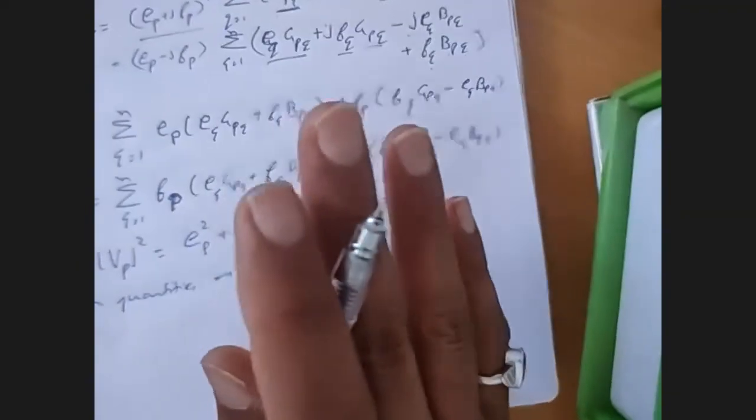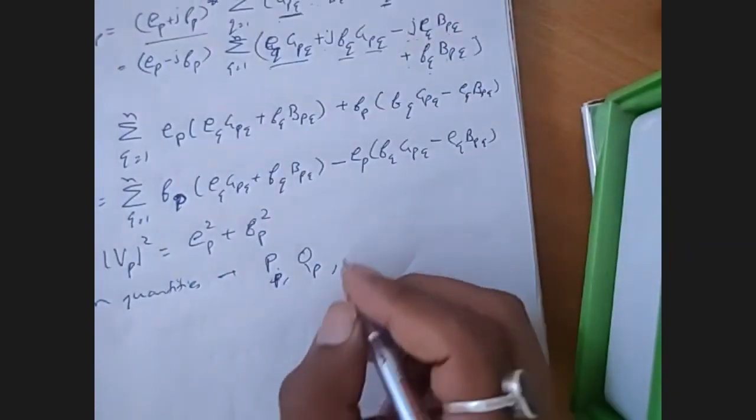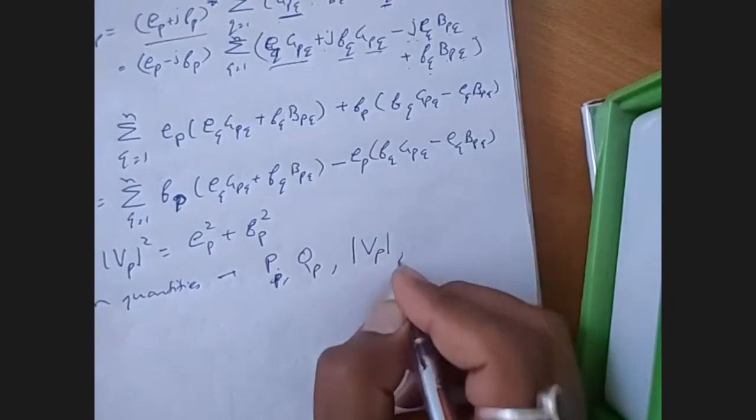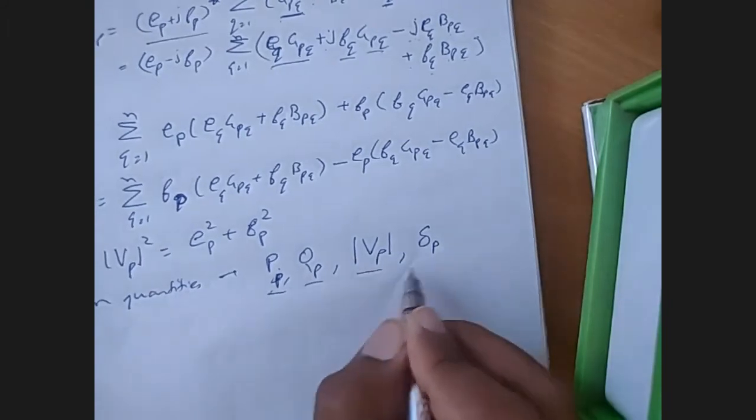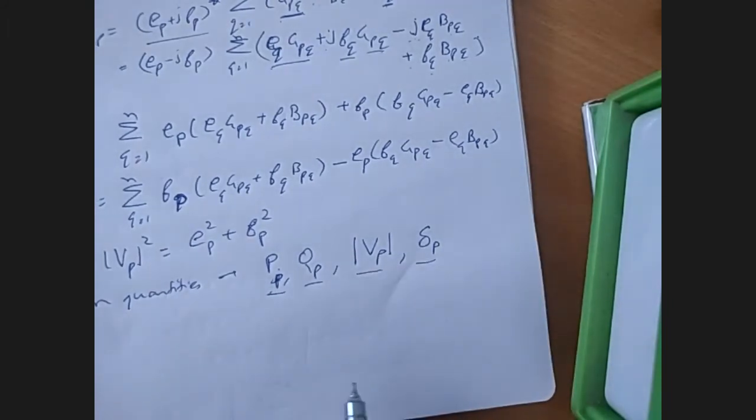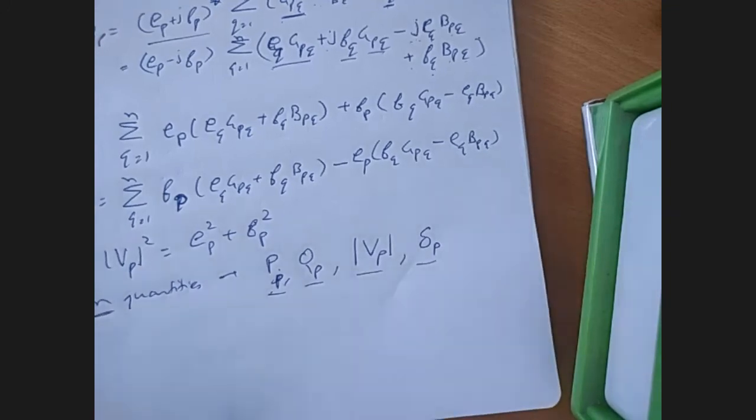We have 4n quantities. And these 4n quantities are P, Q, magnitude of V, and angle. So these are 4 quantities at each bus. So we have total 4n quantities.